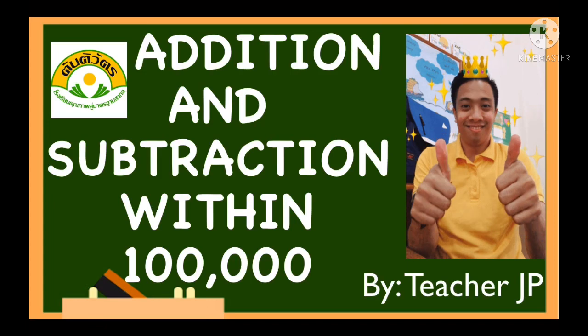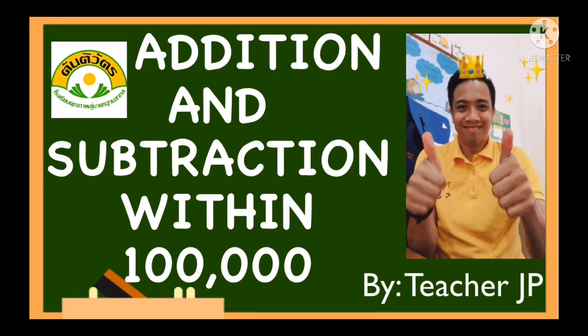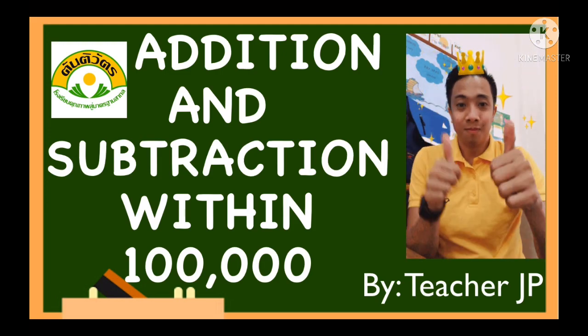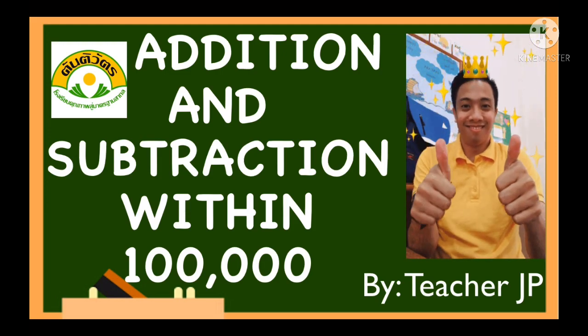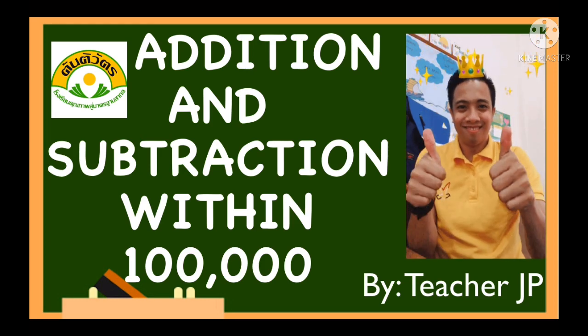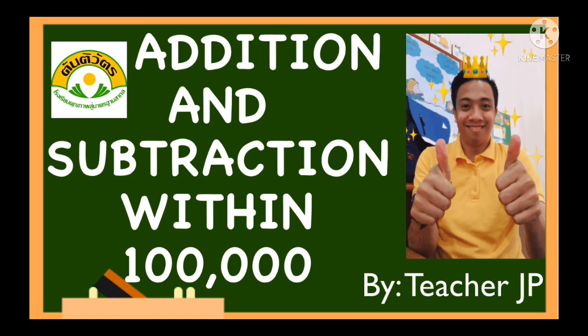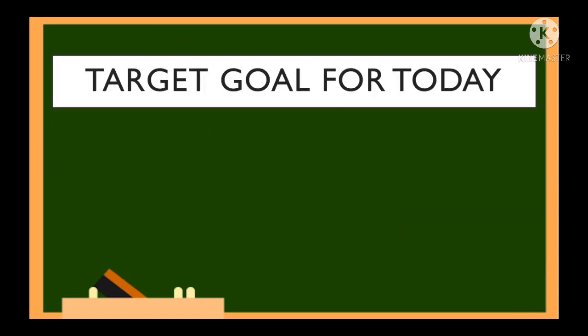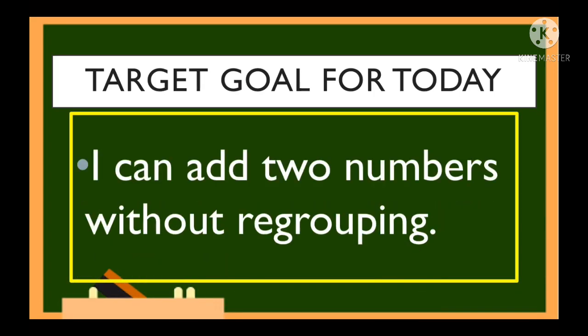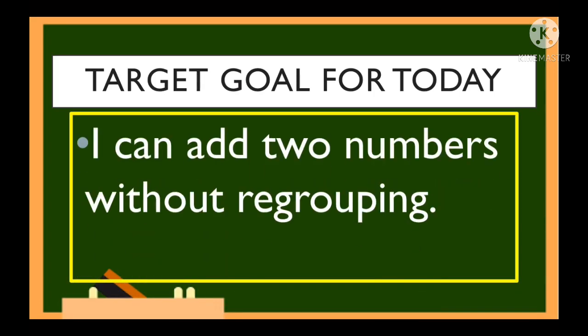Now, we are about to start our Chapter 2 or Unit 2 of our workbook. Our Unit 2 is about the addition and subtraction within 100,000. Are you ready? Alright, before we proceed to our main topic, let us first read our target goal for today. Today, we only have one, and that is, I can add two numbers without regrouping.